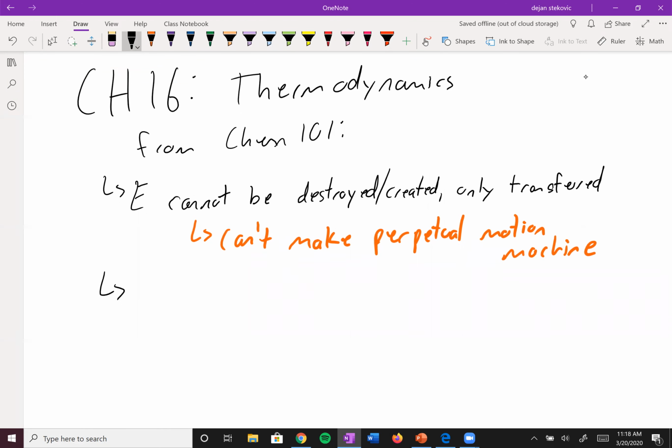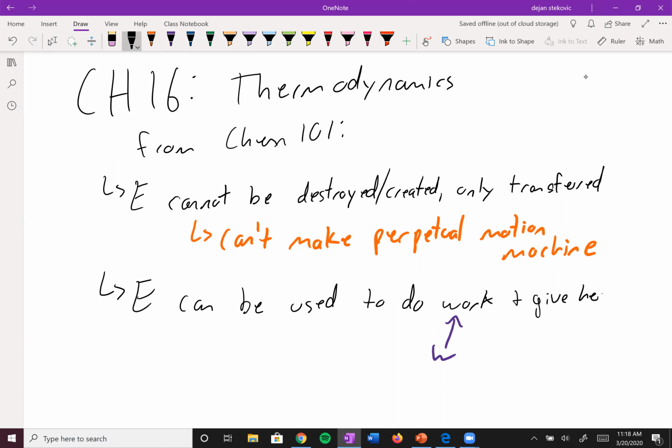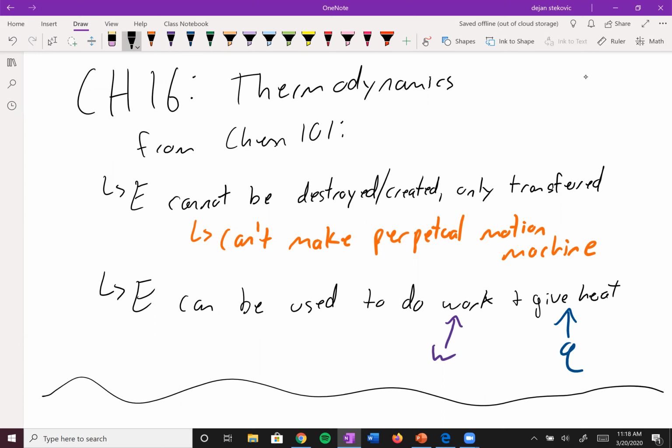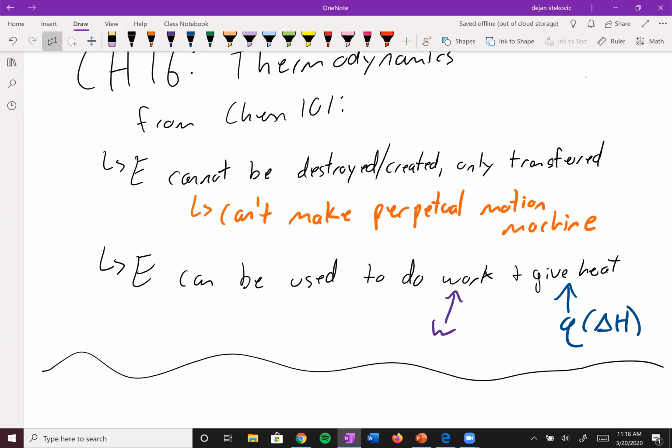Another thing you learned in Chem 101 is that energy can be transferred so that it can be used. The main two ways it can be used is to do work, which we generally give the symbol W, and it can give heat, which we generally give the symbol Q. That's all I want to remind you from Chem 101. You can also think of Q as delta H, so heat and enthalpy, for the most part, for our class are pretty much the same thing.